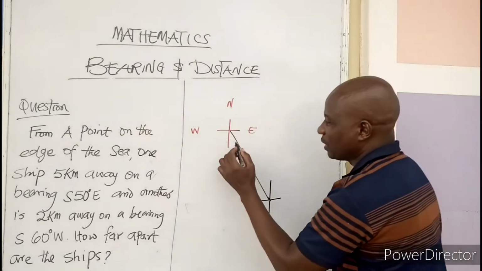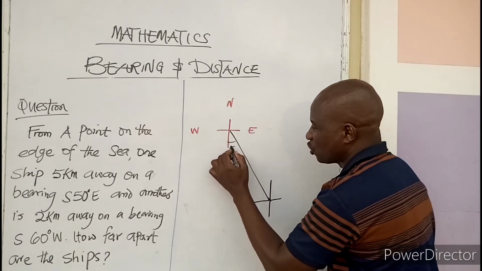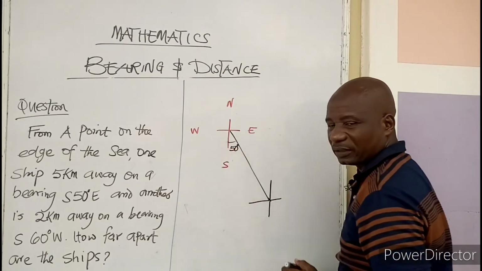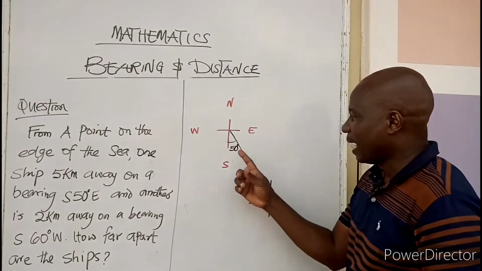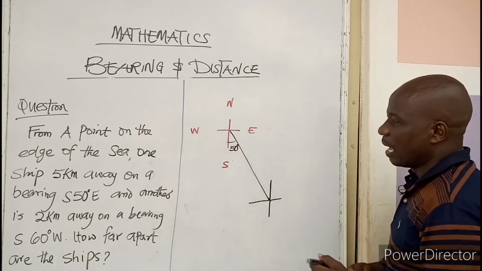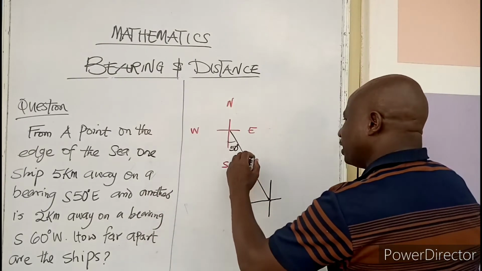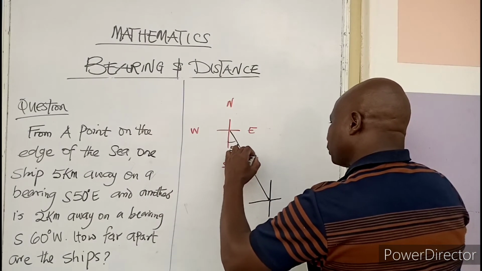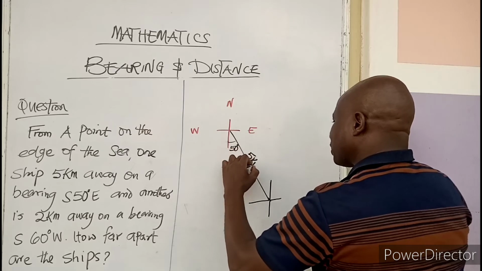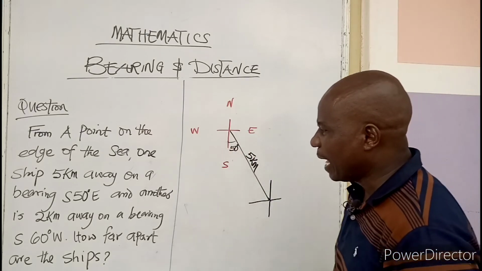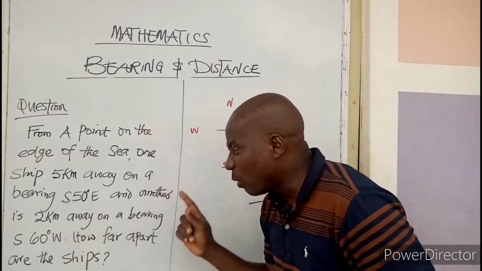Southeast. 50 degrees southeast. So this place is going to be our 50 degrees. That is 50 degrees southeast. Now, another is 2 kilometers. What is the distance? The distance is 5 kilometers. Another is 2 kilometers away on a bearing.